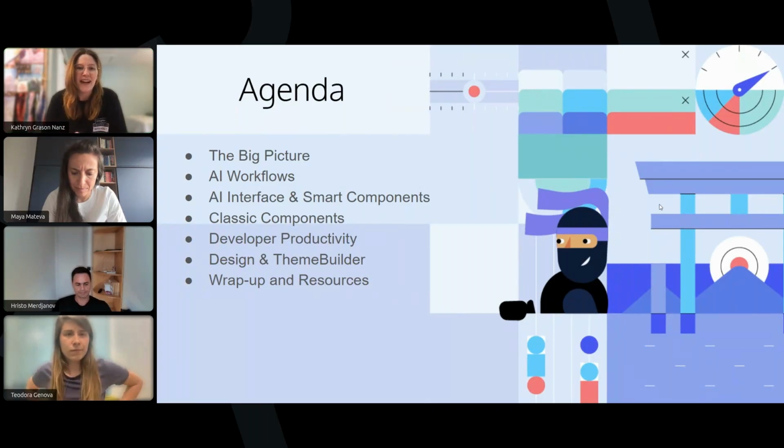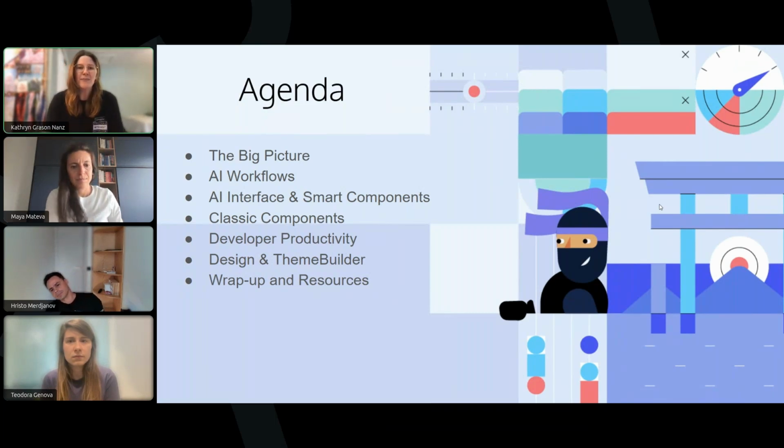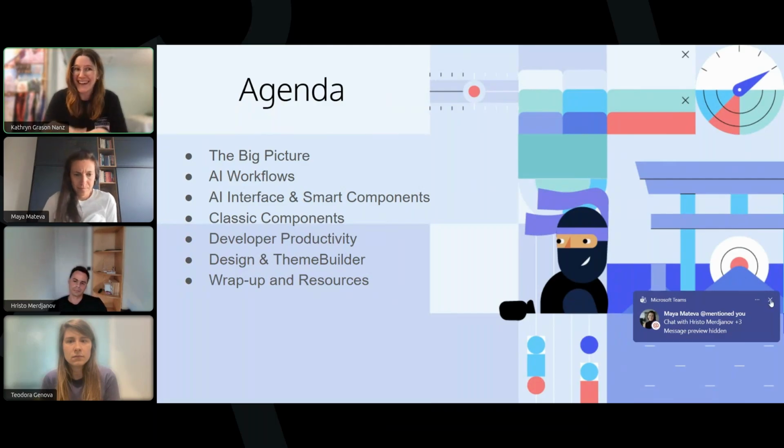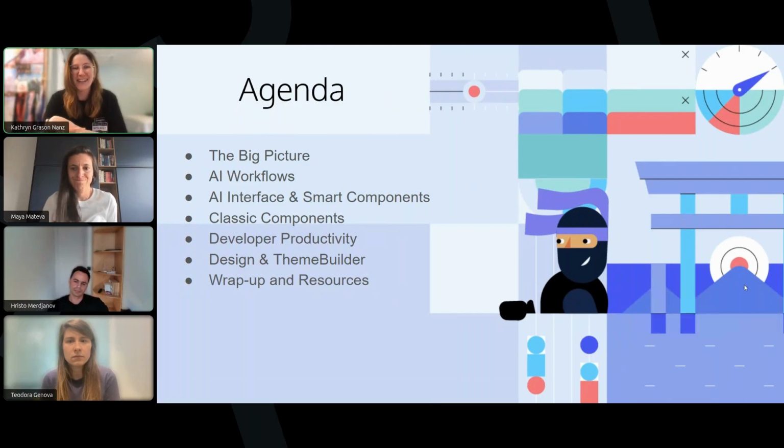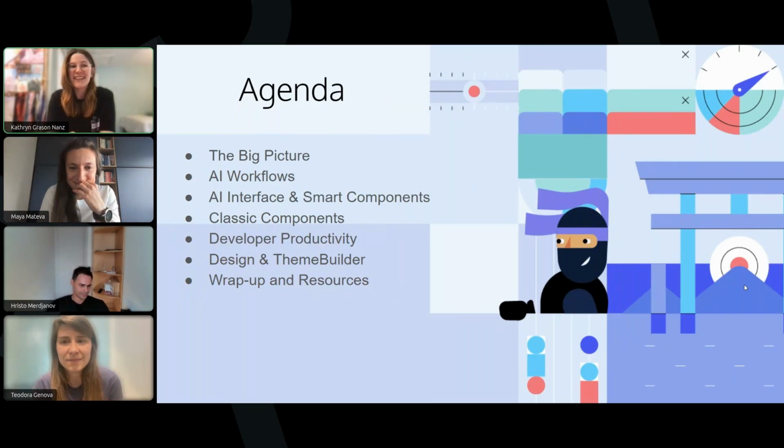Then we're going to look at what we have done to improve your AI workflows, the new smart components and AI interface components that we've added to our libraries, updates to our classic non-AI related components. I promise we still care about those deeply, as well as updates to developer productivity, some new design and theme builder things, including our brand new Meridian theme, which is fantastic. And then a quick wrap up, as well as resources about how you can chat with us and what you can see is on our roadmap to come.